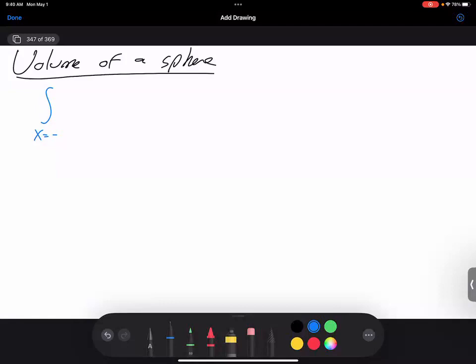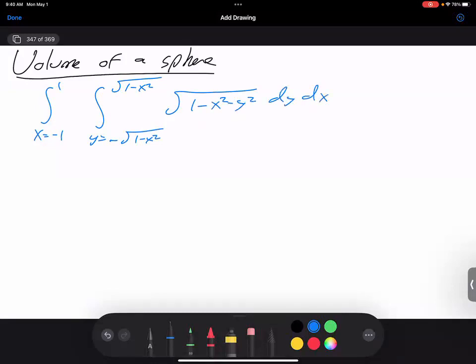All right, so x goes from -1 to 1. Y goes from negative square root of 1 minus x squared to the square root of 1 minus x squared. And then the square root of 1 minus x squared minus y squared dy dx. So here, f of xy is the square root of 1 minus x squared minus y squared.